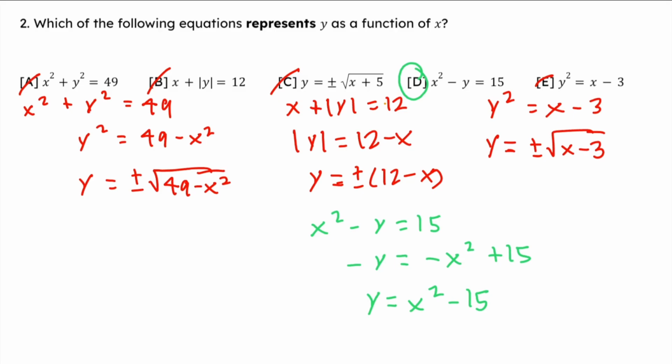Now C, y is not squared, and we're not taking the absolute value of y, but it literally states that we're going to have two outputs for a single input, like I said with the plus or minus. So we could eliminate C, leaving D as our correct answer, right? No plus or minus, y is not squared, we're not taking the absolute value. So that's just a little shortcut you could use for these types of multiple choice problems.